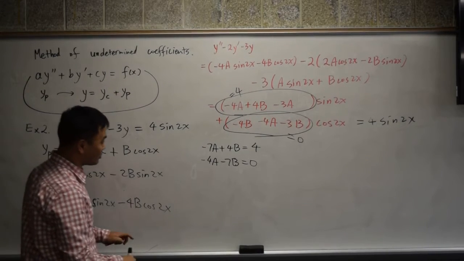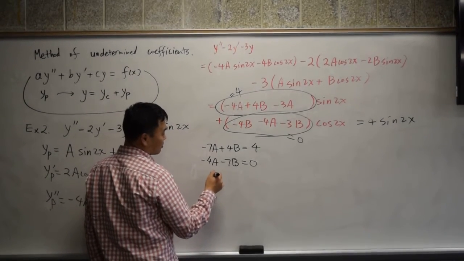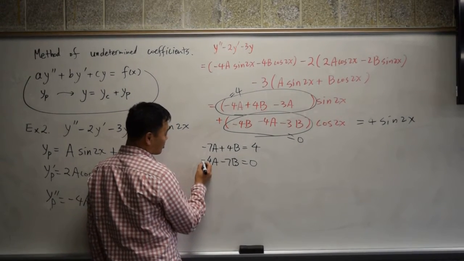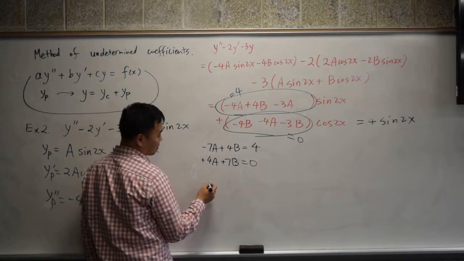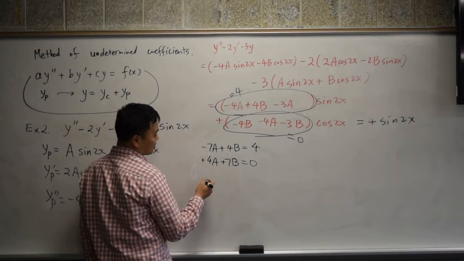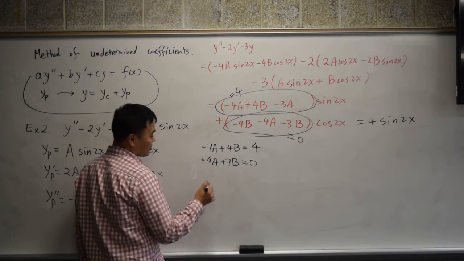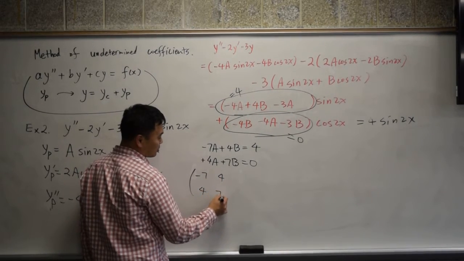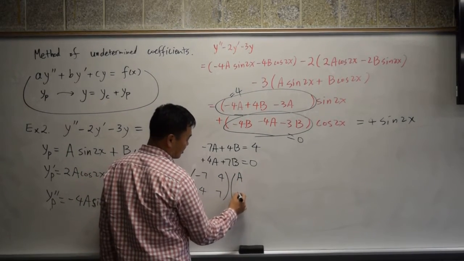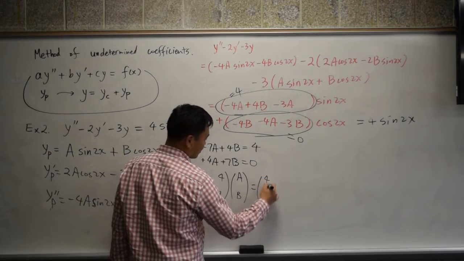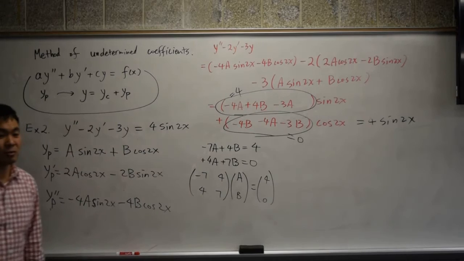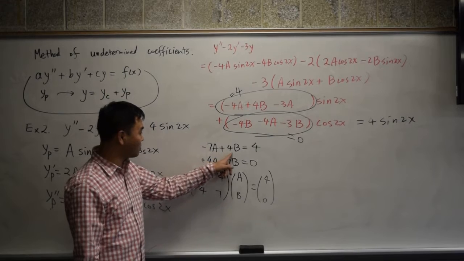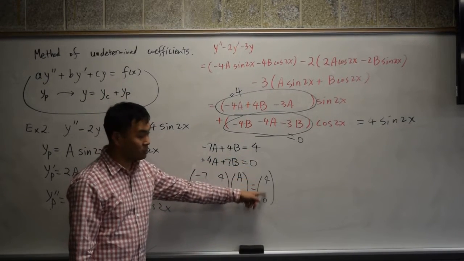It's kind of ugly, but you have to solve it. How do you solve this? Let's first multiply negative to this. I mean, you can solve it in any way you want. I think I like to use matrices for this, but if you know any other method, it's fine. You can write this as a matrix equation. Coefficients are negative 7, 4, 4, 7. And 4, 0 is on the right side.